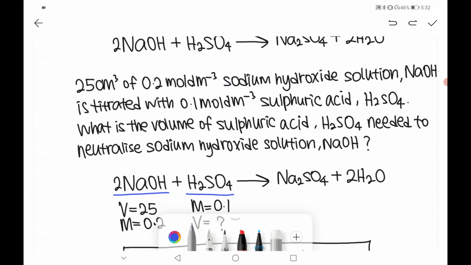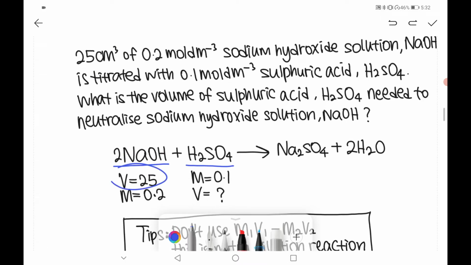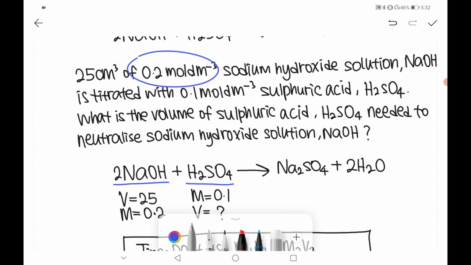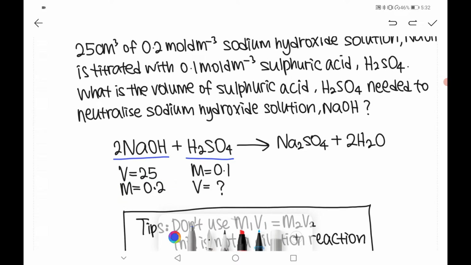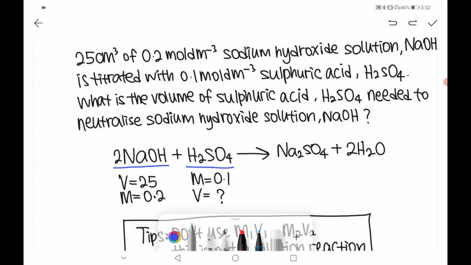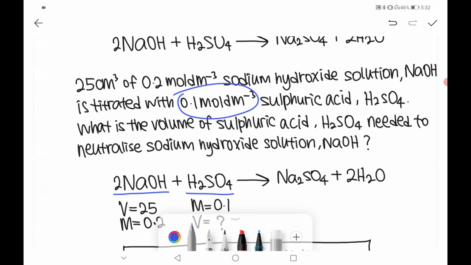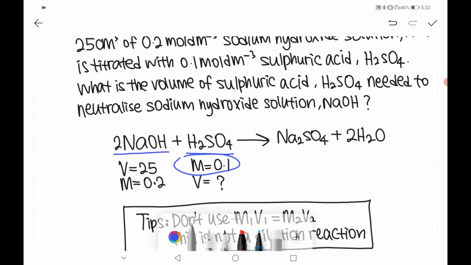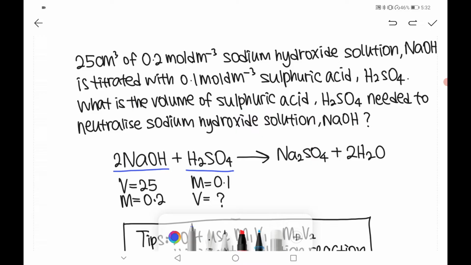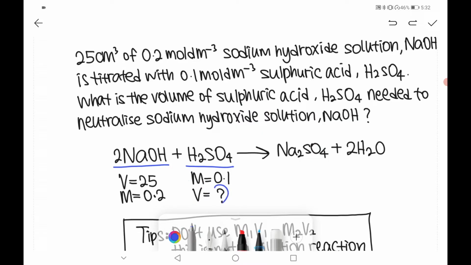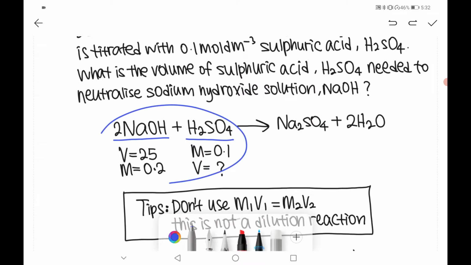So for sodium hydroxide, we underline it here, and we are given 25 cm³, which is the volume, and we are given 0.2 mol/dm³, which is the molarity. So we have the volume and the molarity of the alkali. For the sulfuric acid, we are given the molarity, which is this, and we want to know the volume of sulfuric acid. The volume we don't know, so we put a question mark. Okay, so this is the information.